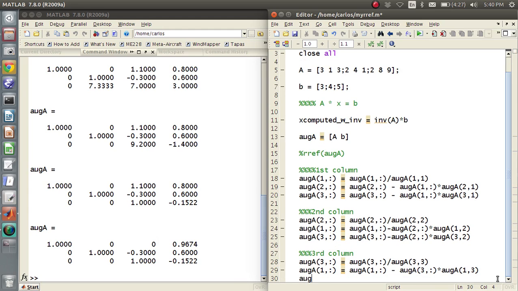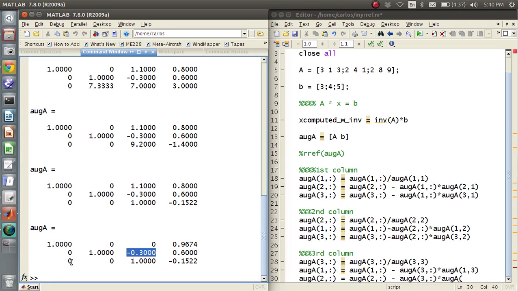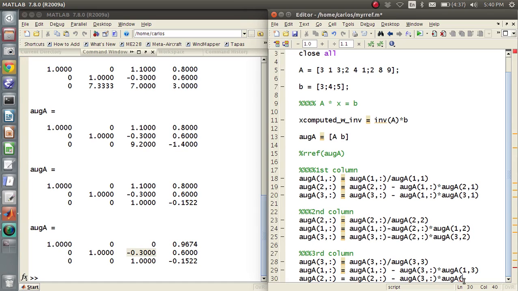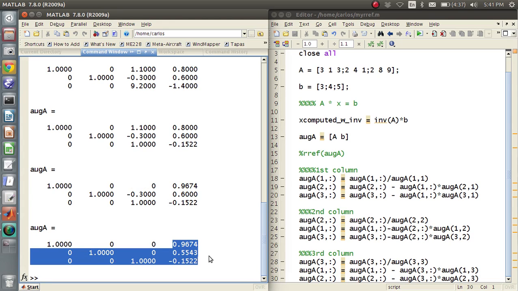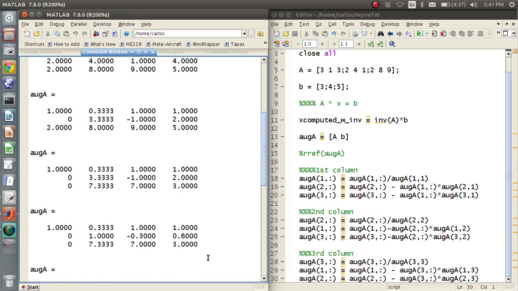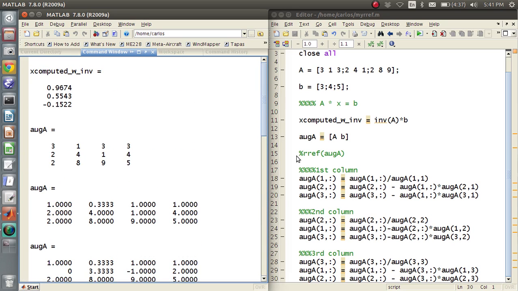And then I want to do the second row equals aug_a 2, all minus the third row times aug_a. And remember, I want this 1, I want to multiply it by this guy, so that's row 2, 1, 3, sorry. Let's see if that worked. And now this guy, 0.96, 0.55, and negative 0.152 should be the same as this guy. And it looks like it is.